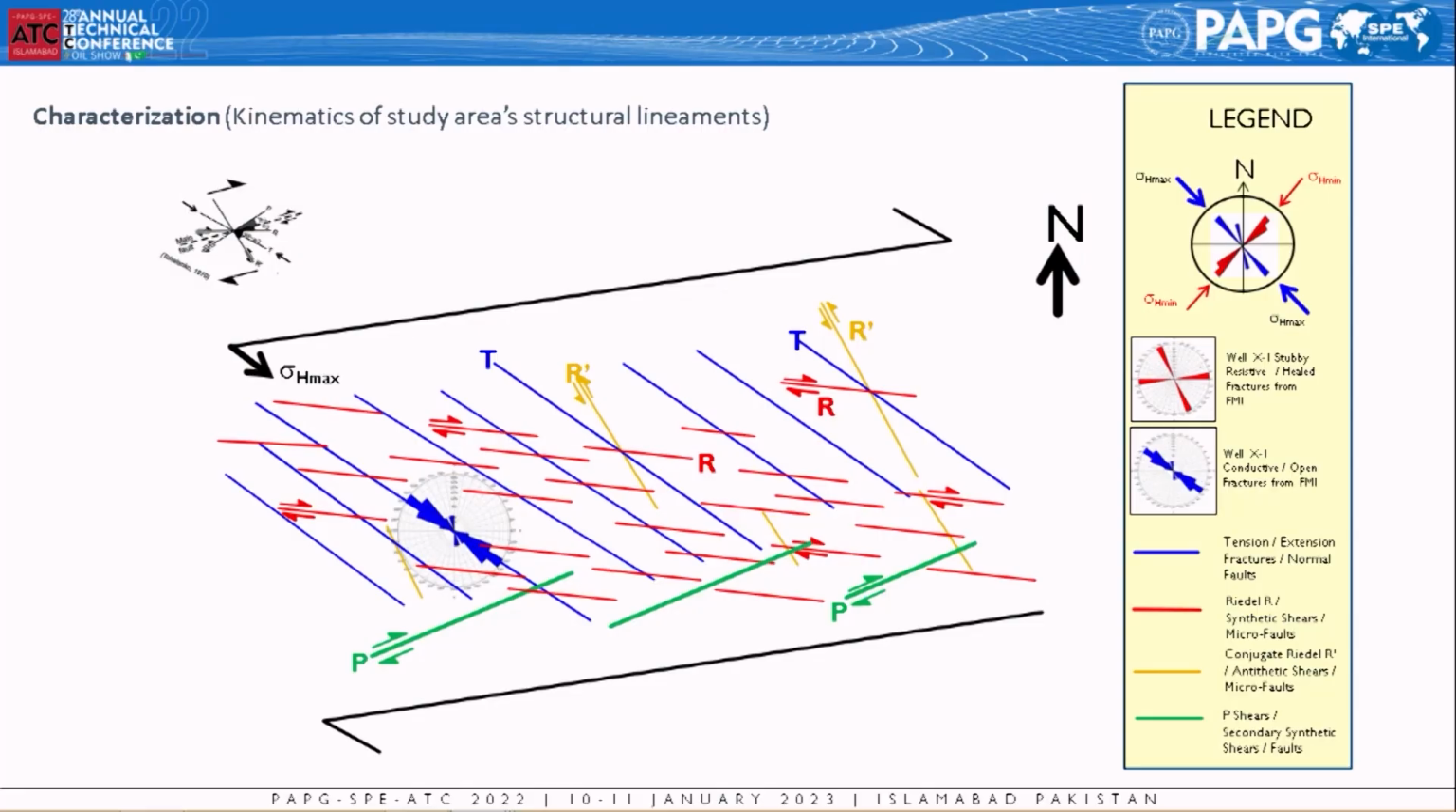So on the basis of all these observations, it is analyzed that these fractures were formed due to the strike slip movement, where the dominant displacement zone is east, northeast, and southwest zone.